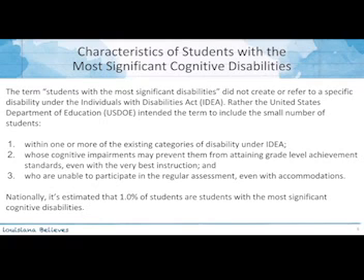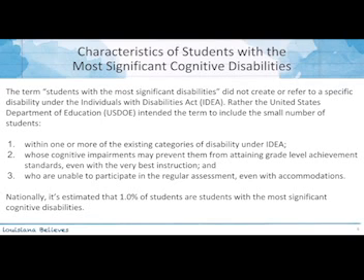In an effort to ensure only students with the most significant cognitive disabilities participate in the alternate assessment, states must define this population of students. The term students with the most significant cognitive disabilities did not create or refer to a specific disability under IDEA. Rather, the United States Department of Education intended the term to include the small number of students within one or more of the existing categories of disability, whose cognitive impairments may prevent them from attaining grade-level achievement standards, even with the very best instruction, and who are unable to participate in the regular assessment, even with accommodations.